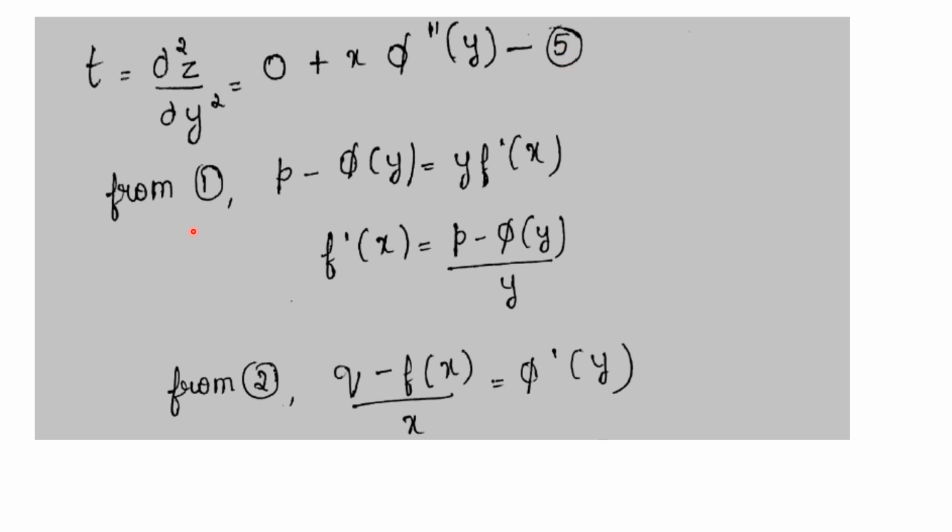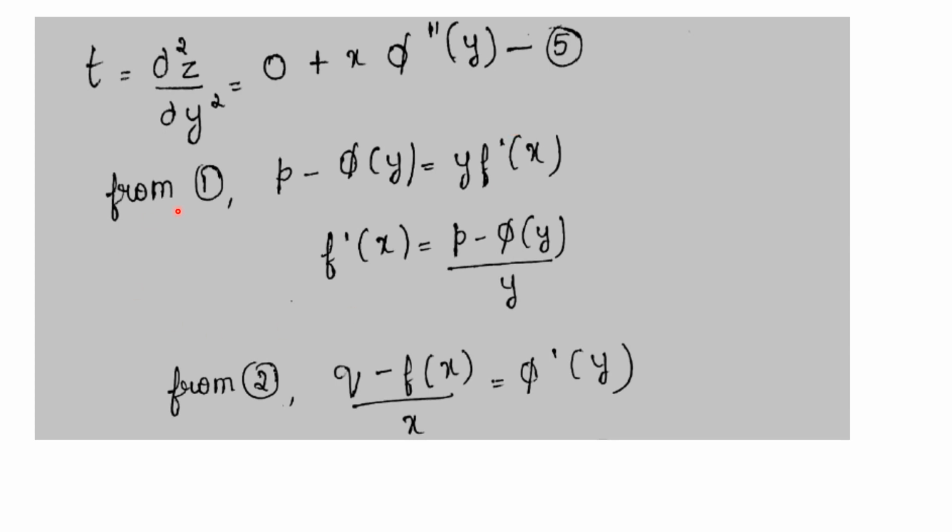So what is equation 1? From equation 1, p minus phi of y is equal to y into f dash of x. I need to find what is f dash of x and what is phi dash of y so that I can substitute both the f dash as well as phi dash in equation 4. So let me find what is f dash of x and phi dash of y.